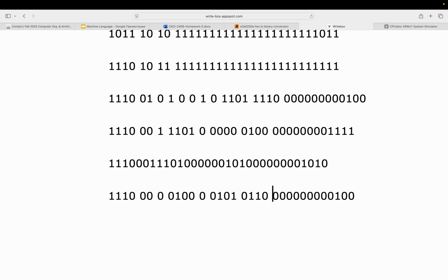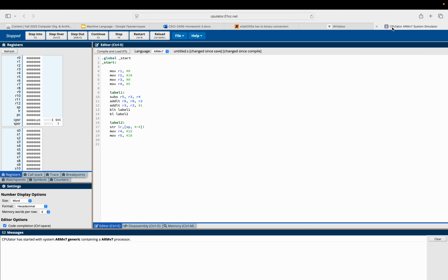Okay, so what we have again, we have no condition, data processing, no immediate value. Yes, this command is add, so the commands are different again. So we have add, not move. Then rn is gonna be R5, rd is gonna be R6, and source 2 is gonna be R4. Okay, so let's write it down to our CPU later.